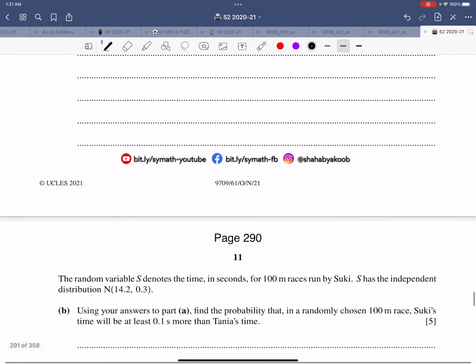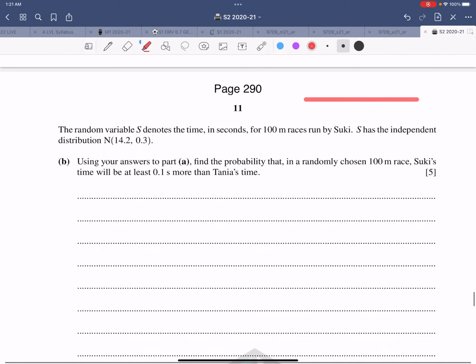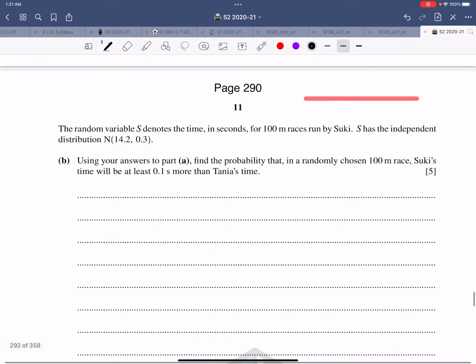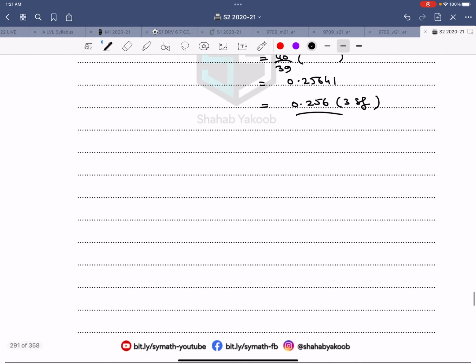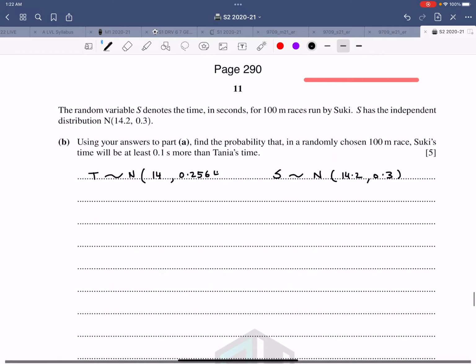Now let's move on. The same question is continuing. The random variable S denotes the time for 100-meter race run by Suki. S has the independent distribution such and such. So there are two persons. Suki, she follows a normal distribution 14.2, 0.3. And this person Tanya, we have to get this data from the first one. So for Tanya, the mean is 14. That is what we calculated. And the variance is 0.256, 0.2564. So let's use this.